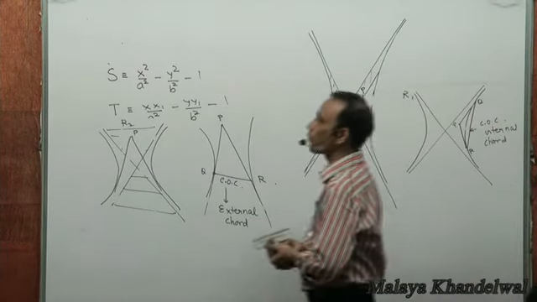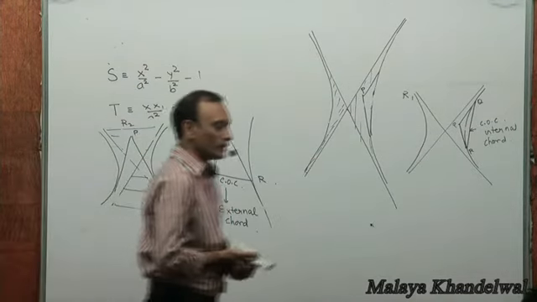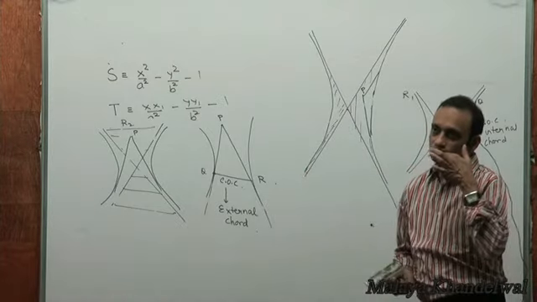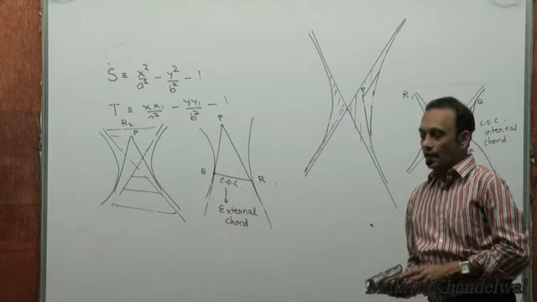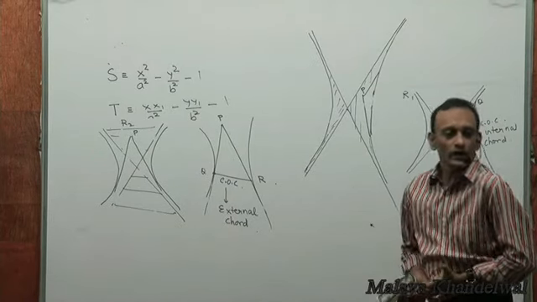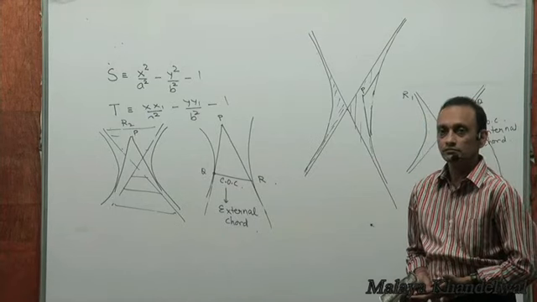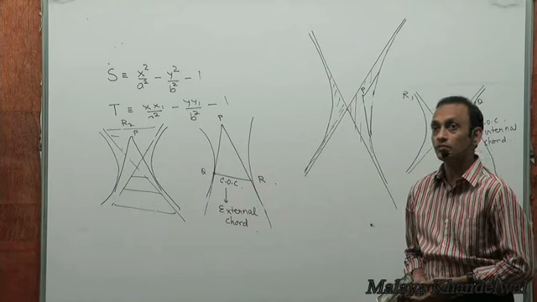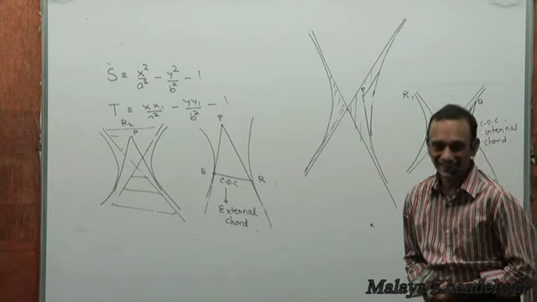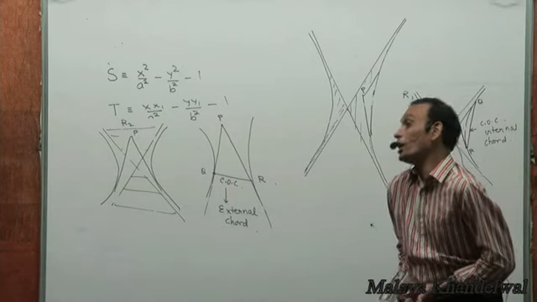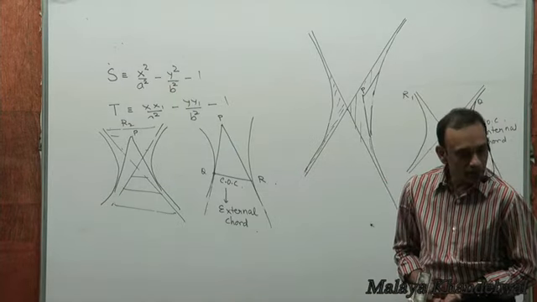Now, how would one know, suppose I give you the equation of a chord, by looking at it, whether it's going to be an internal chord or an external chord? First of all, how would I even know that it's a chord? It may not intersect the hyperbola anywhere.